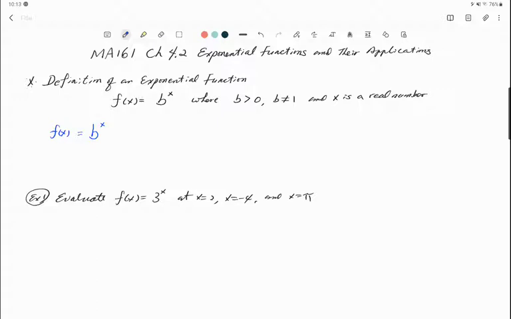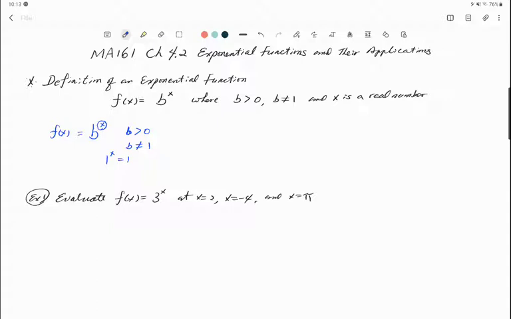Now, if b is less than 0, then this is no longer a function. If b is negative, then the y value will be jumping positive and negative, up and down. So the restriction is that b always has to be positive. Also, if b equals 1, then 1 to the x power is always equal to 1, so b cannot be equal to 1. And the variable x should be in the exponent, so that this is an exponential function.